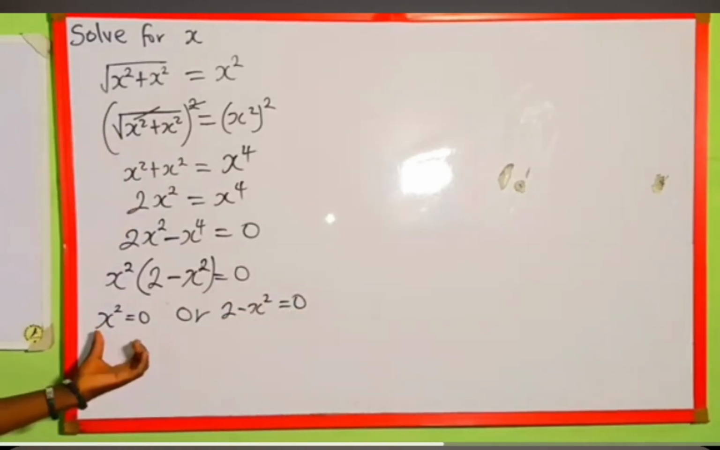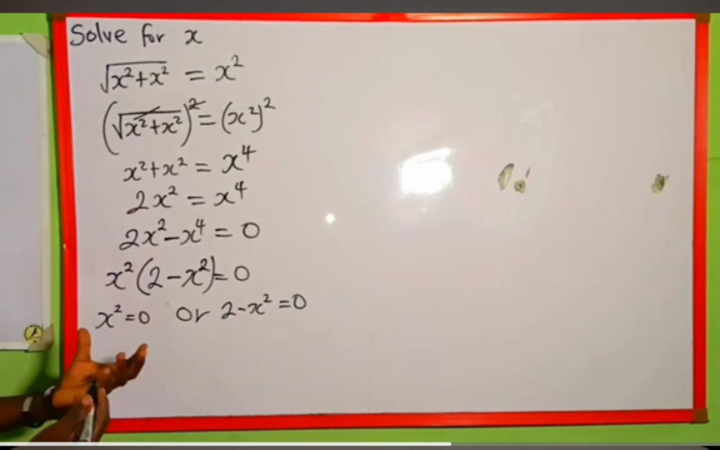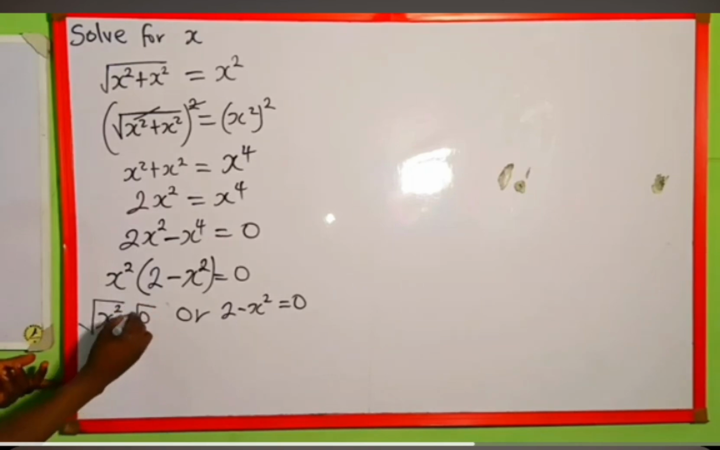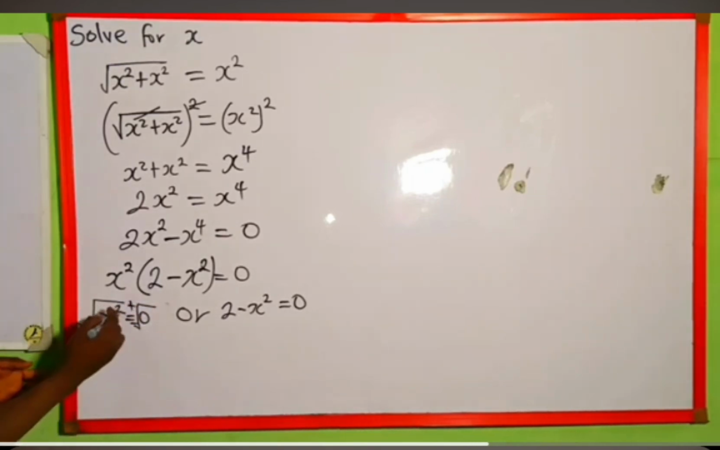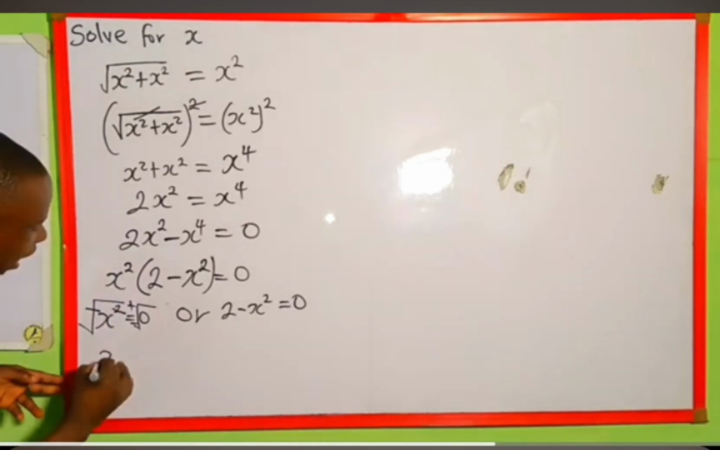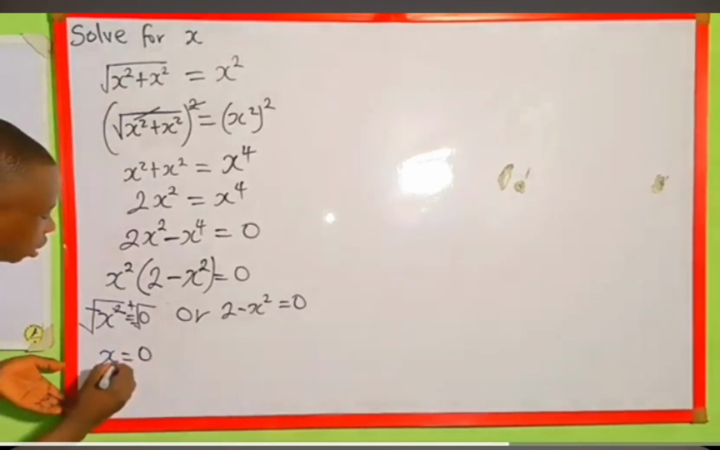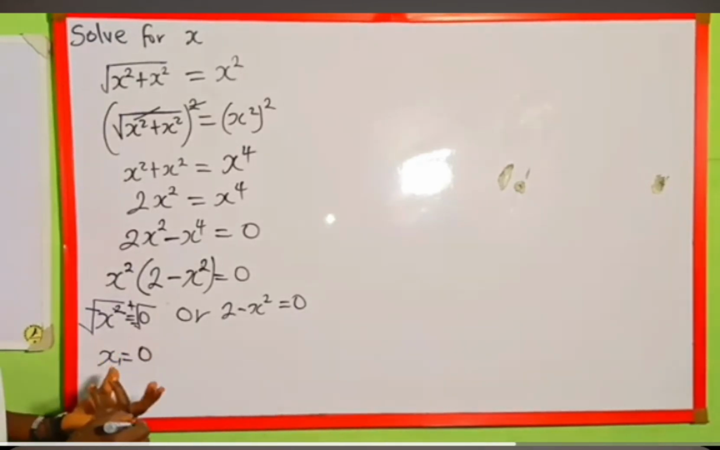Now to get the value of x from here, we take the square root of both sides to eliminate this square. So we take the square root of the left hand side, and also the square root of 0. It's going to be plus or minus square root of 0. So this square cancels this square root. X will now be equal to plus or minus 0, which is the same as 0. So this is the first value of x, 0.